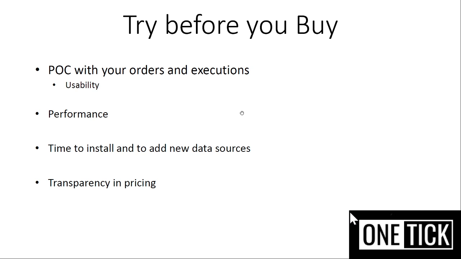And finally, we are transparent about pricing. We price you based on volume tiers. So if you have fewer than 10,000 messages, I mean orders and executions, per day, it's one price. If you go up to 100,000, it's the next tier, and so on up to 10 billion.